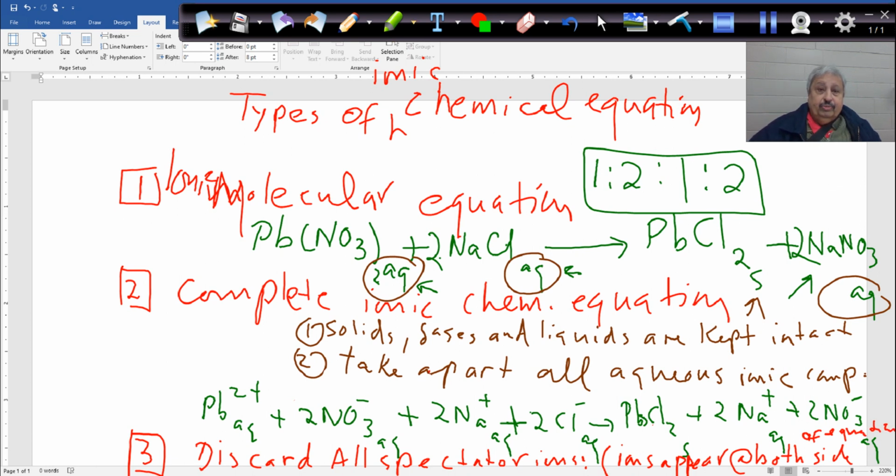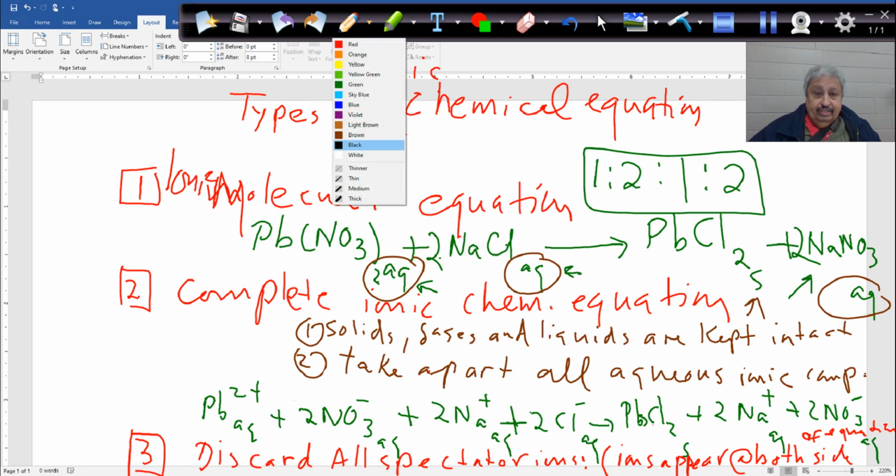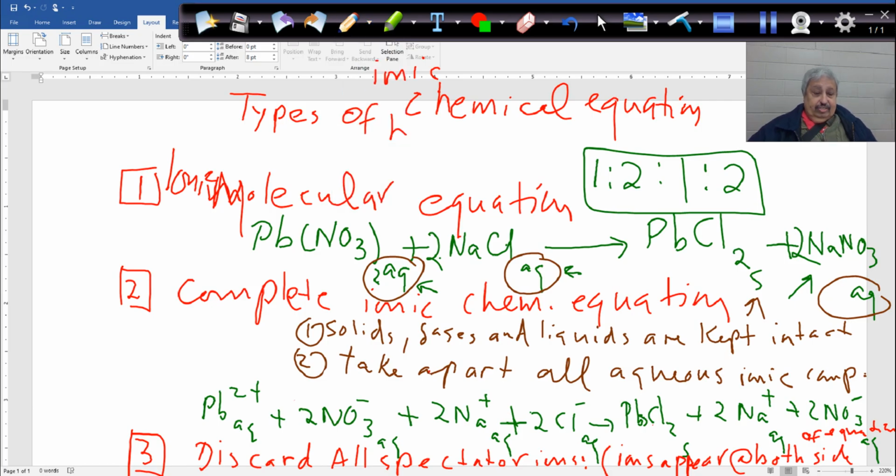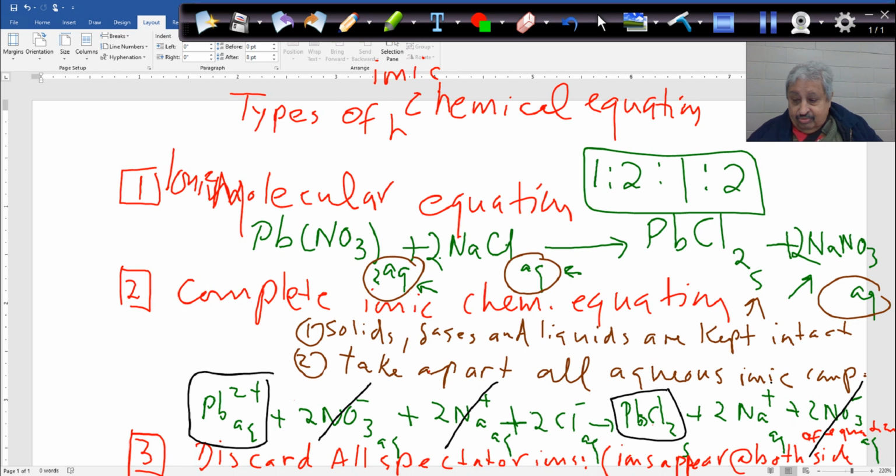So which one now? You tell me which one is on both sides. Let's see lead: there's no lead 2 plus on the product side, the lead is here, so lead is not appearing on both sides. How about nitrate? Well, 2 nitrate here and 2 nitrate here will cancel out. That's a spectator ion. We have to get rid of it. 2 sodiums and 2 sodiums, that's another spectator ion. The only thing left is the net ionic chemical equation.